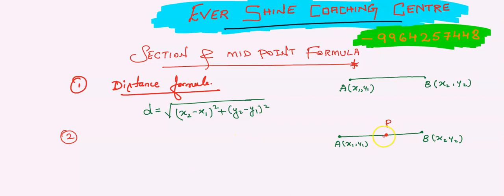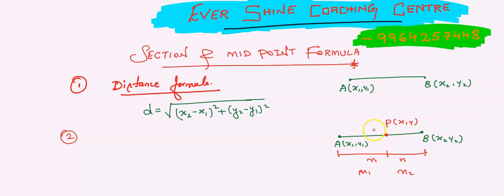So P is a point which divides the line AB in the ratio m is to n, or sometimes we also write it as m1 is to m2. M is to n, m1 is to m2, both are one and the same. In case the point P, which is dividing the line AB, is x comma y.